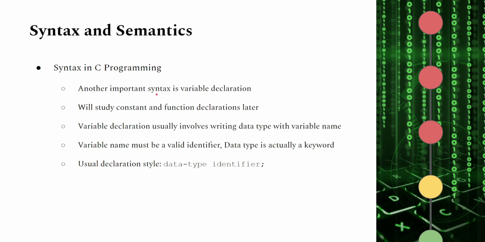Another important syntax is variable declaration. If I want to declare a variable, I will first need to write the data type over here, then I can write the variable name. It is as though by this line I have declared that in this code I will be using something named a, and it is of integer data type.